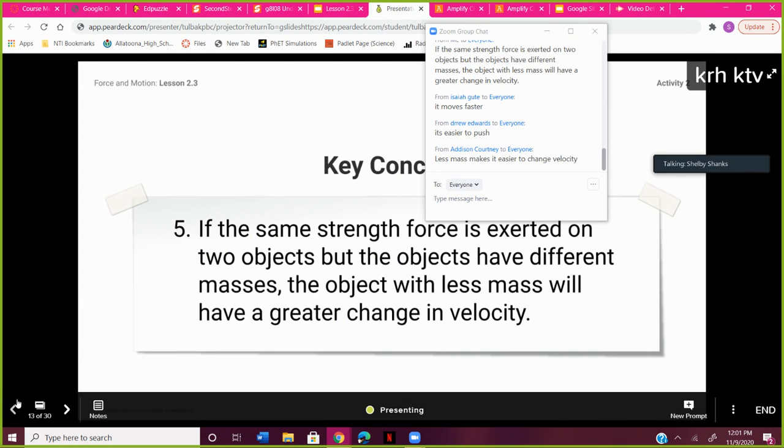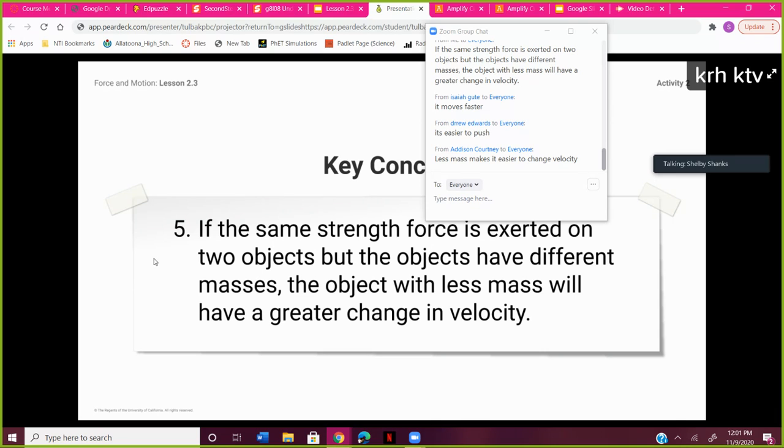So I'm going to go back to our key concept. If the same strength force is exerted on two objects, but the objects have different masses, the object with less mass will have a greater change in velocity. The object with less mass will have a greater change in velocity.